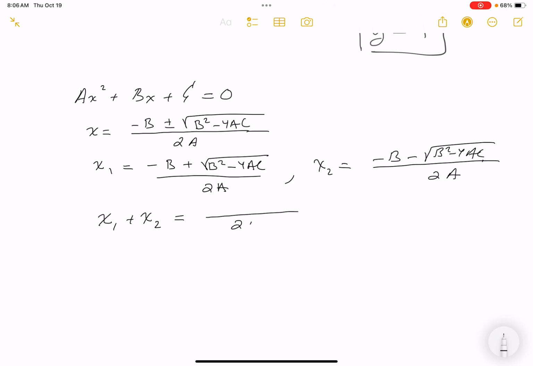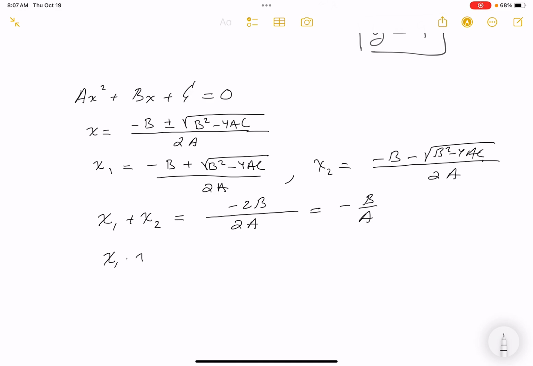The denominator would be 2a. That's not so bad. And if I add those together, what's nice about adding those two roots is that the radical disappears, and I'm left with minus 2b over 2a. And what do you get there? You would just get minus b over a. And this is called the sum of the roots, by the way.